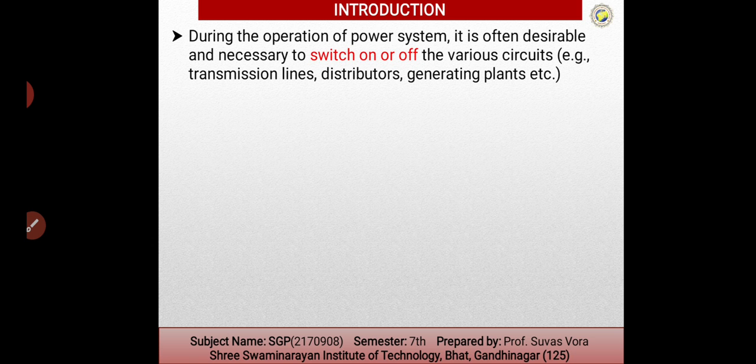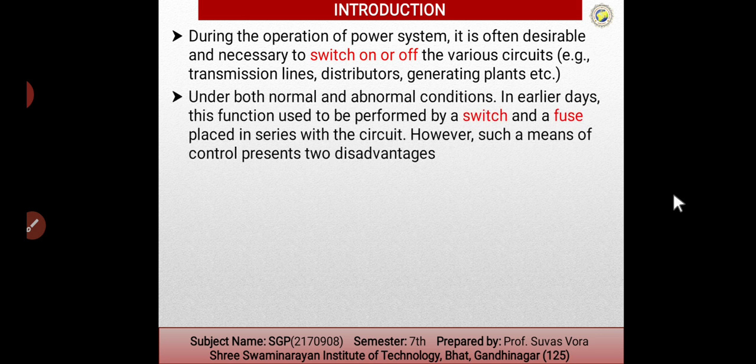During the operation of a power system, the circuit breaker is necessary to switch on and off the various circuits, for example the transmission lines, distribution lines and generating lines. The spark is produced when the circuit with a low value of current is opened. Under normal and abnormal conditions, in earlier days these functions used to be performed by a switch or fuse placed in series with the circuit. However, such means of control present disadvantages.